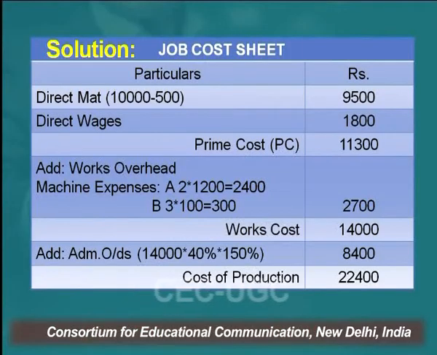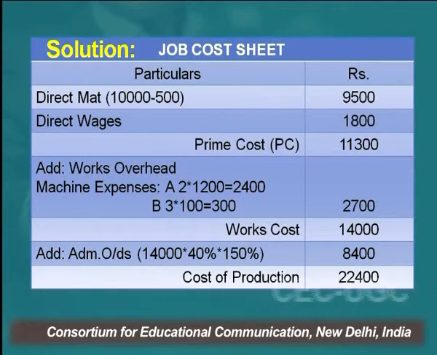So, direct material 10,000 minus 500 which has been returned to the store after completing the work, 9,500. Your direct wages is given in your example, that 1,800 rupees worth of direct wages had been used. There are no direct expenses given in this example. The sum total of direct material, direct wages and direct expenses is called prime cost. Here, since direct expenses are not given, the sum total of material and labor is your prime cost. So, 9,500 plus 1,800 comes to be 11,300, that is your prime cost.